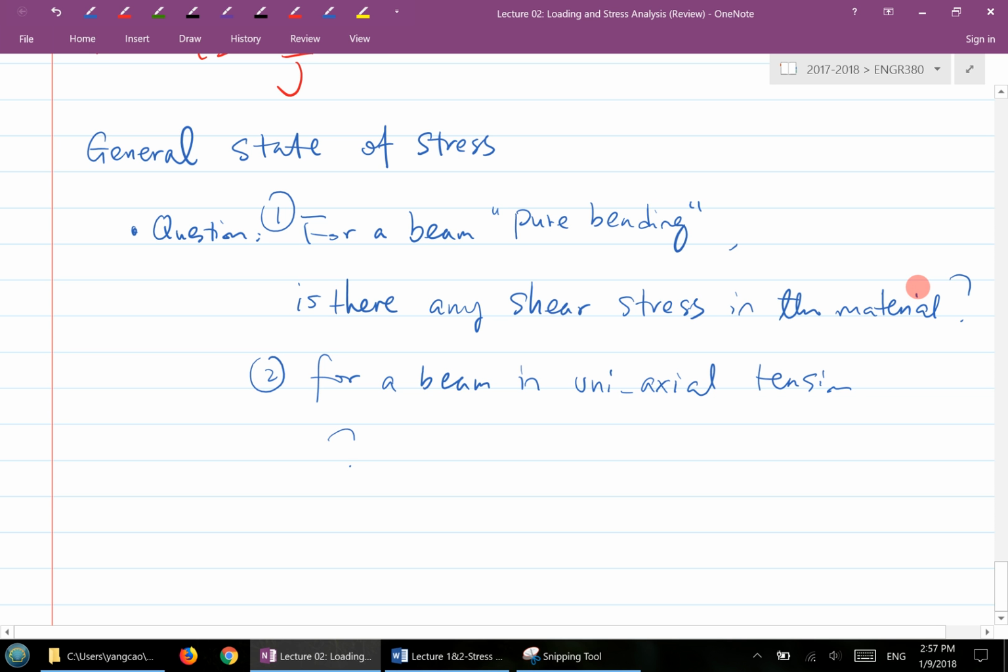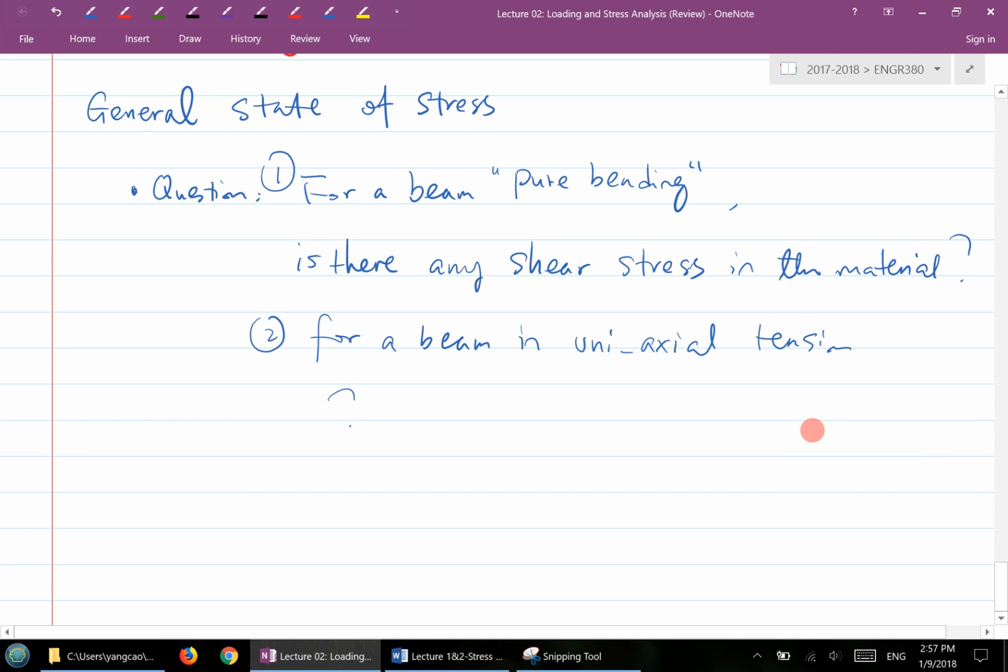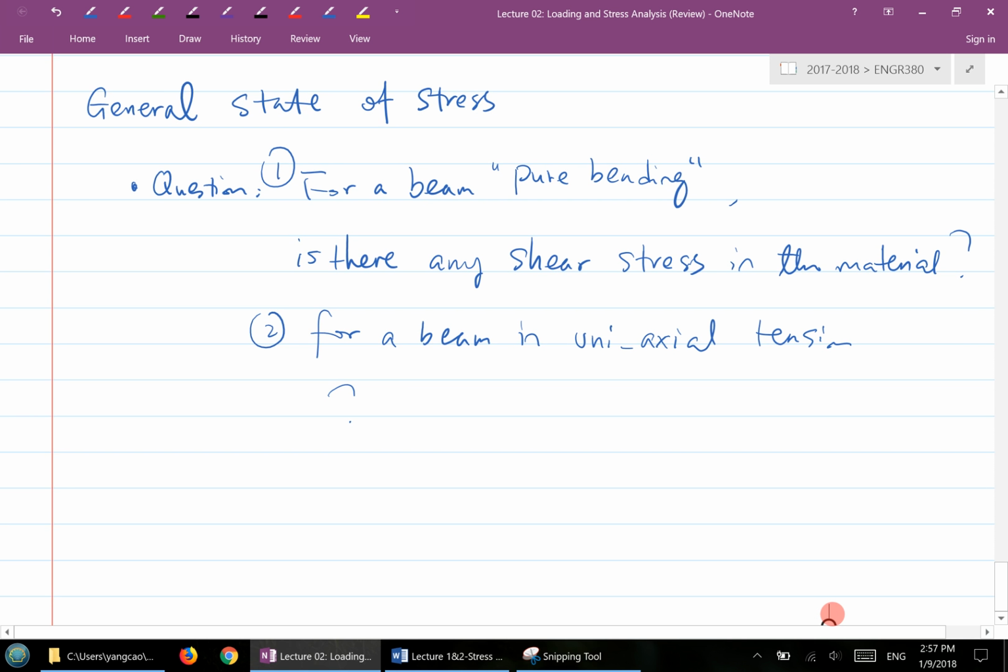Did you guys learn Mohr's circle in 260? Okay. So what do you think of the answer? For both of these, do you think there's still shear stress in the material or not? And the answer is yes. There's still shear stress.